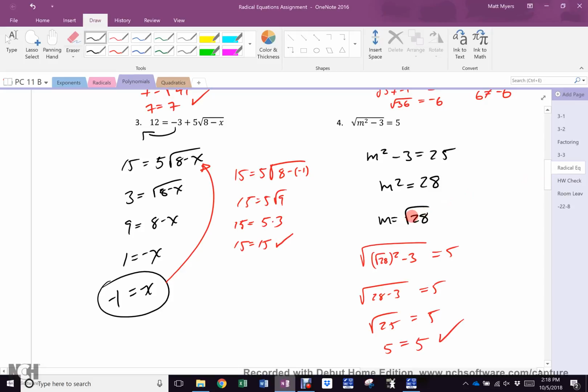Square root of 28. That's a tough one to check, right? Well, some people will think it's tough, Deepinder, because it's not a nice number. There isn't a square root of 28, is there? But the square root of 28 squared is 28. 28 minus 3 is 25. Square root of 25 is 5, so it was easy to check. Now, would I be just as happy if you had 2 root 7 there? Would I be even happier?